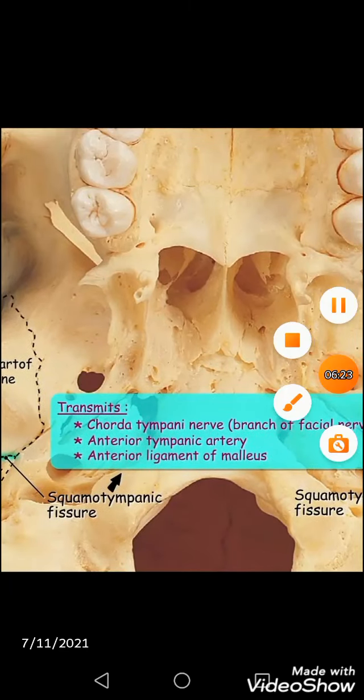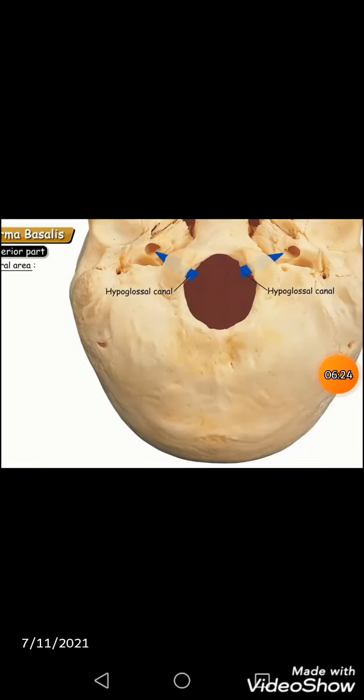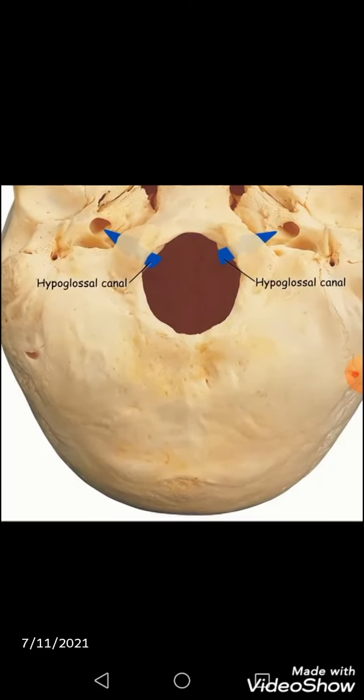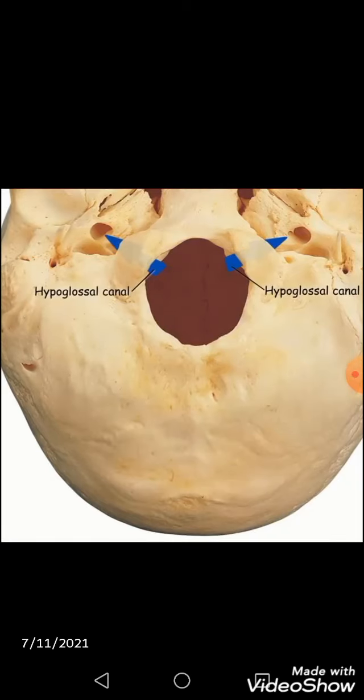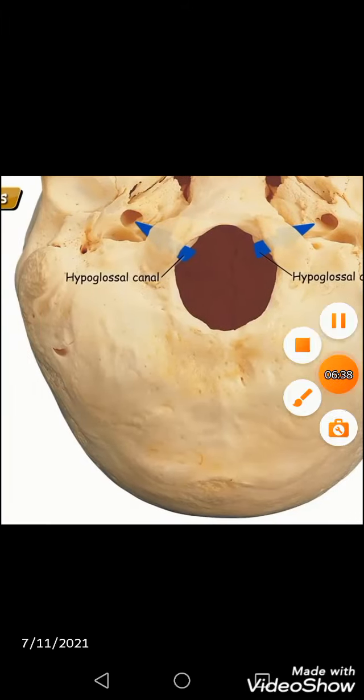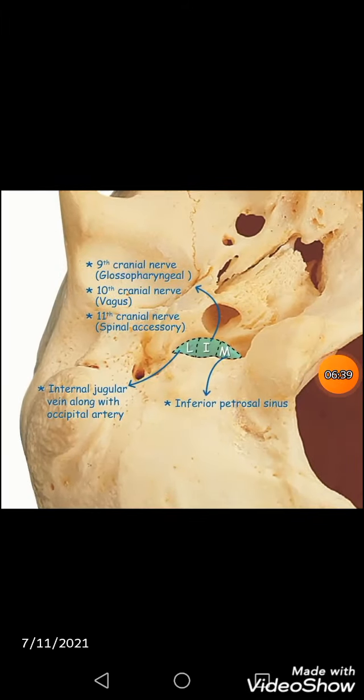Now in the posterior part of the Norma Basalis you find the central Foramen Magnum, and on both sides you observe the hypoglossal canal that is meant for the passage of the 12th cranial nerve. Now we have to see another important landmark, the jugular foramen.